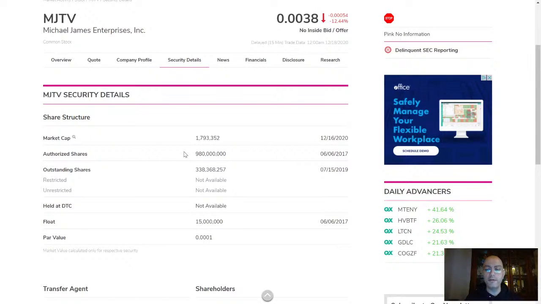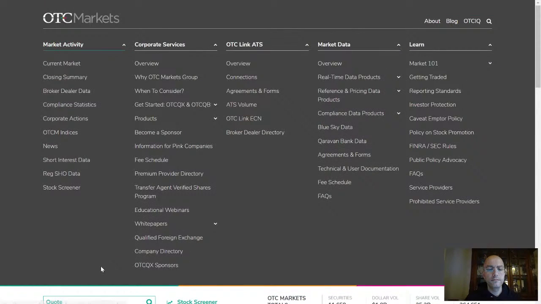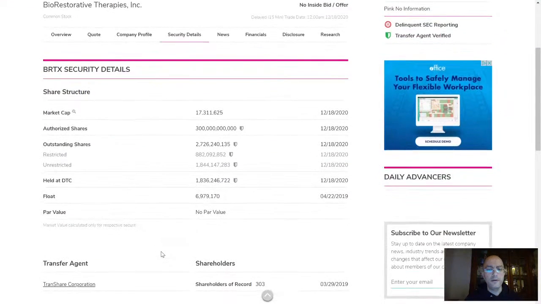So for example, BRTX, if you go and check their authorized shares, you'll notice 300 billion. Do we have 300 billion shares on the market? No, we don't. We have, I believe, 1.57 or 1.78. I don't even remember. Actually, let's check it right now. BRTX. Okay, so BRTX, here you go. 300 billion authorized shares. Again, authorized, not issued.